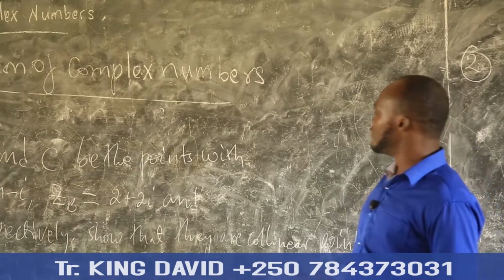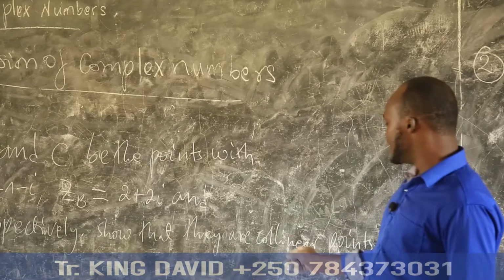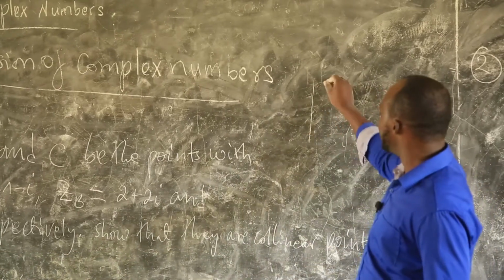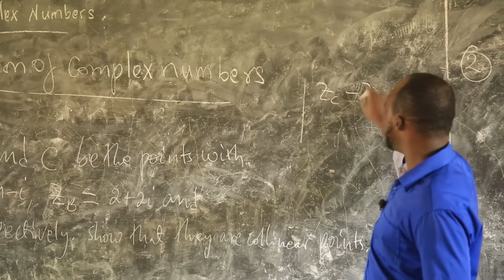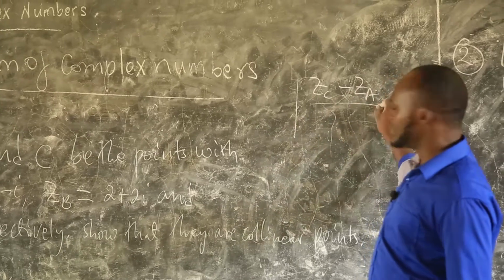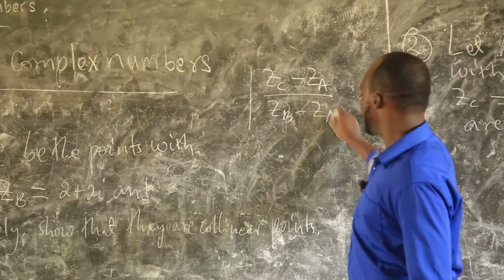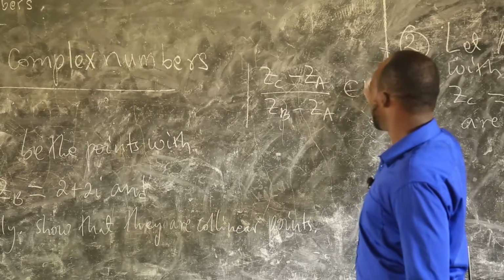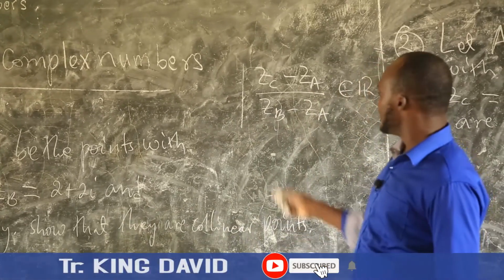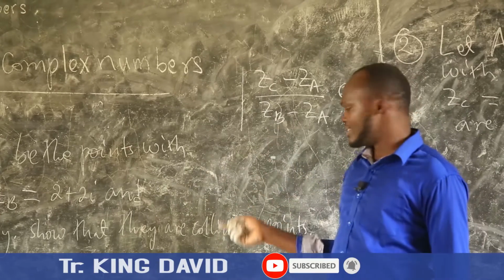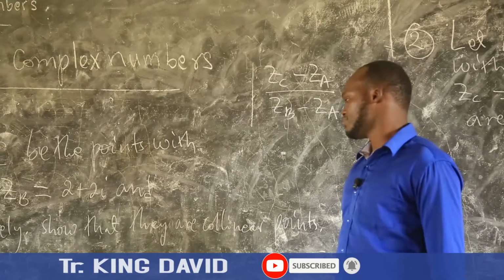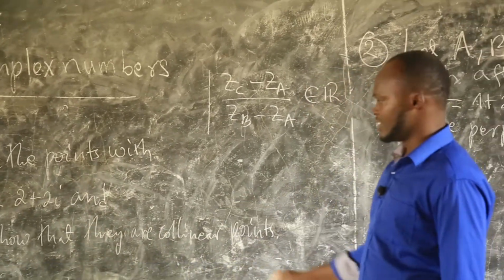Remember the formula of collinearity. We have seen that they are collinear if ZC minus ZA divided by ZB minus ZA is a real number. So if it is a real number, it means that they are collinear. So we're going to show that they are collinear.